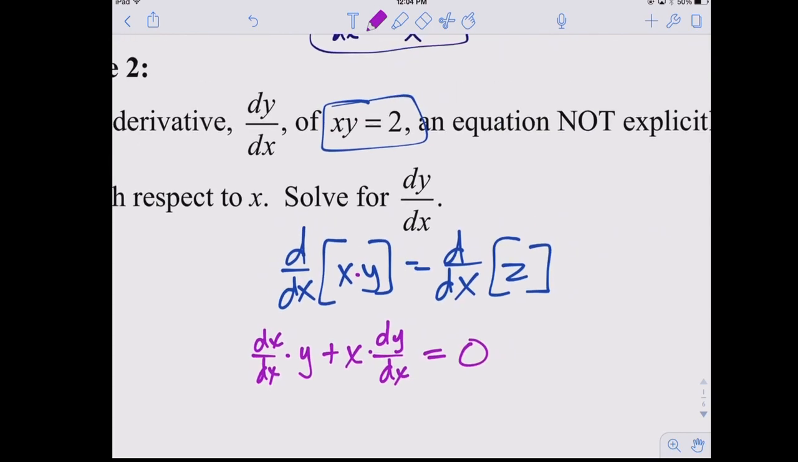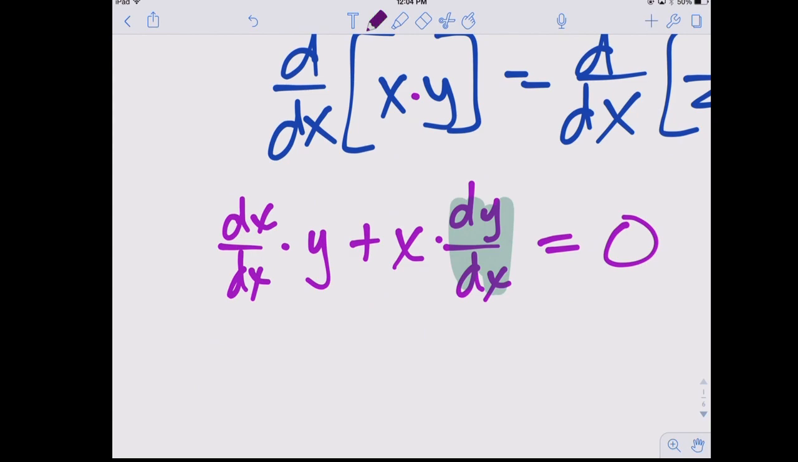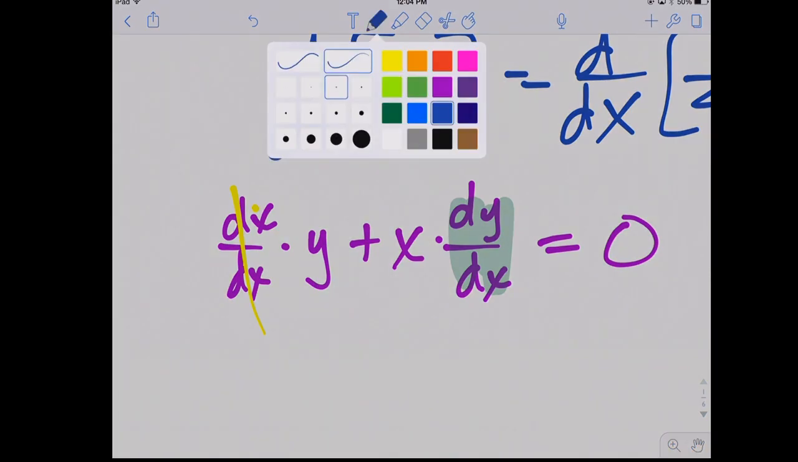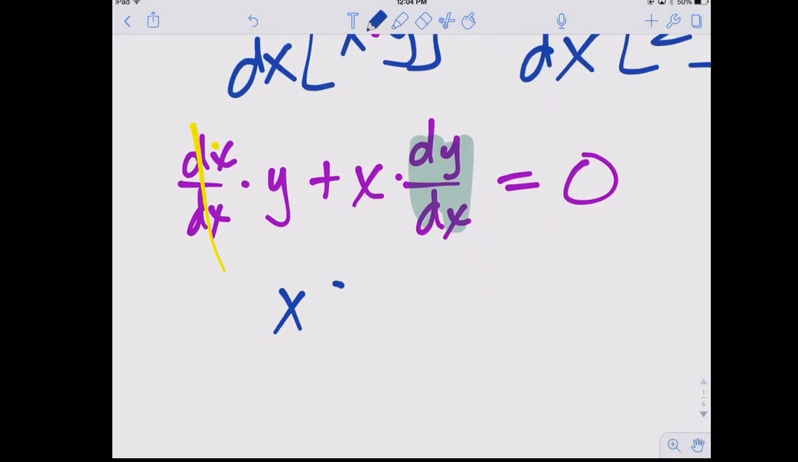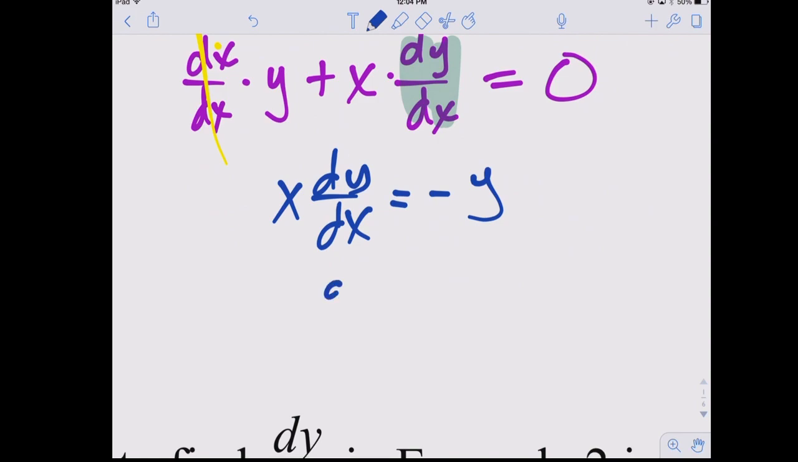But if I want to get a derivative equation, I now need to do a little bit of algebra after the fact. I need to solve for dy dx. Now, of course, at this point, you don't need to write the dx dx. I'm going to go right now and say it's gone. It's 1. So to solve for dy dx, I'm going to leave it on the left side. And then I'm going to bring the y across and it becomes negative y. And if I divide through by x to solve, I get dy dx is negative y over x.